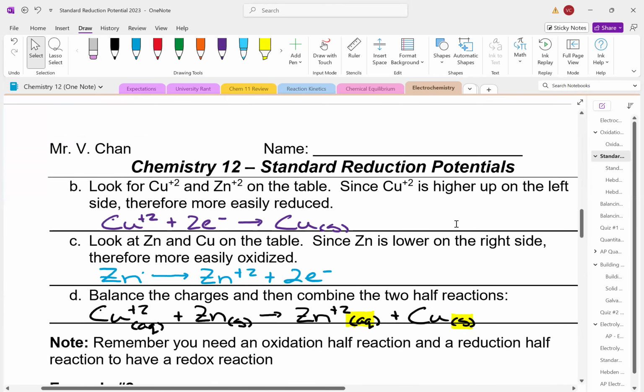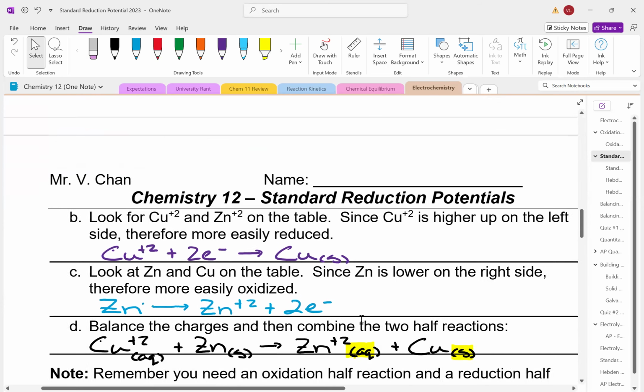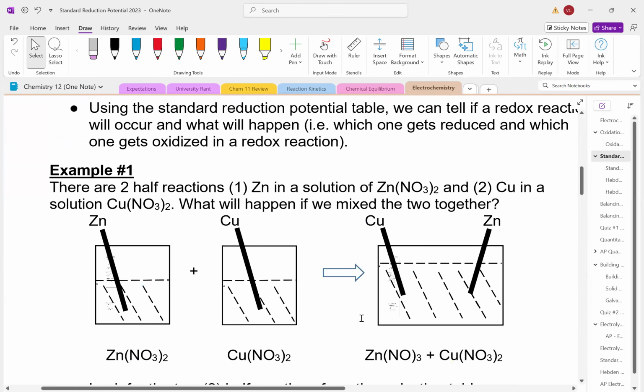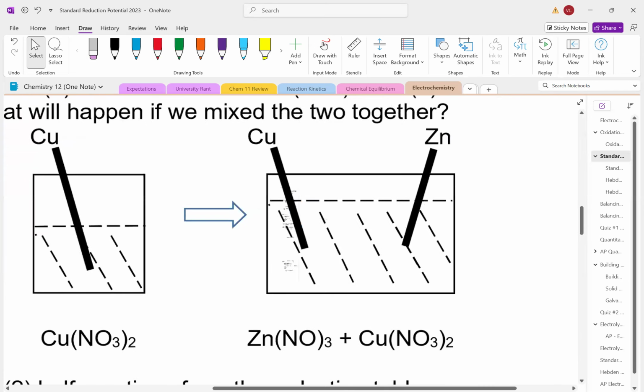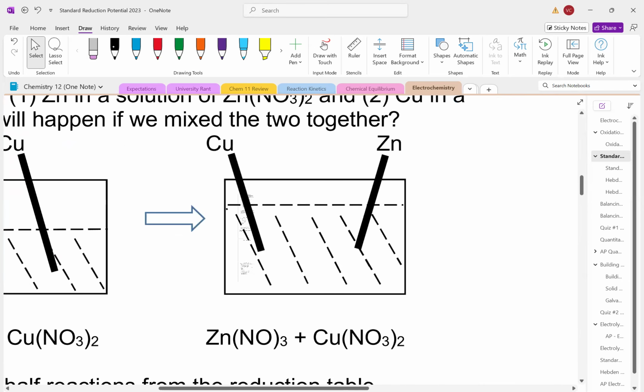Now, one thing I wanted to highlight for you at this point is to notice the phase symbols of the products. Here I have zinc plus 2 ion, which is aqueous, and copper solid. So if we wanted to see how this looks visually, as this reaction proceeds, we would notice a couple of things. First of all, we would notice the zinc would start to dissolve.